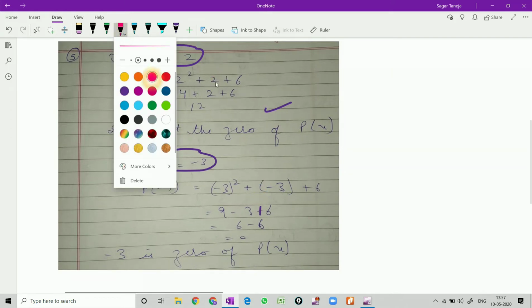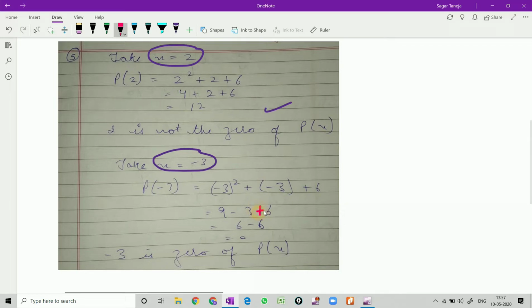So I'm marking it in pink, the part you need to see. Here also it will come plus, and again it is 12. Clear? So minus 3 is also not a zero of p(x). This part was solved wrongly because the sign I wrote here was wrong, and that's why I just corrected it now. This is the correct solution. Earlier that was wrong, and the rest was fine. This was the checking part, that you need to check your answer. If you have checked, you will get to know that there was an error. Now it is rectified.